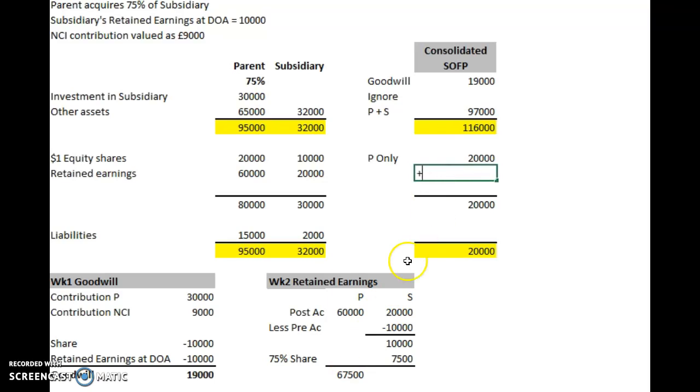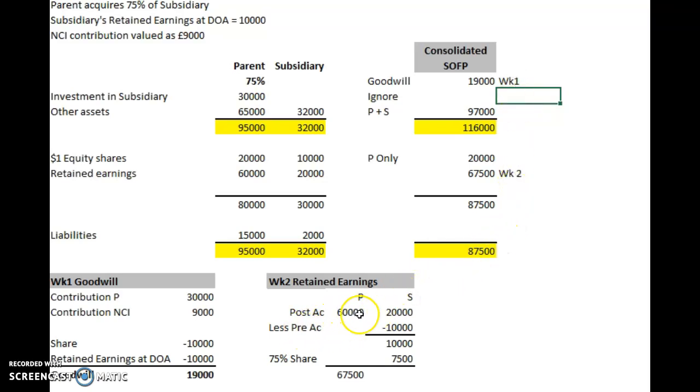So we can put that straight in there, 67,500, and we'll just make a note there, working 2, so people can follow where we've got that from. While we're at it, let's do working 1. People can tell where we've got that from.